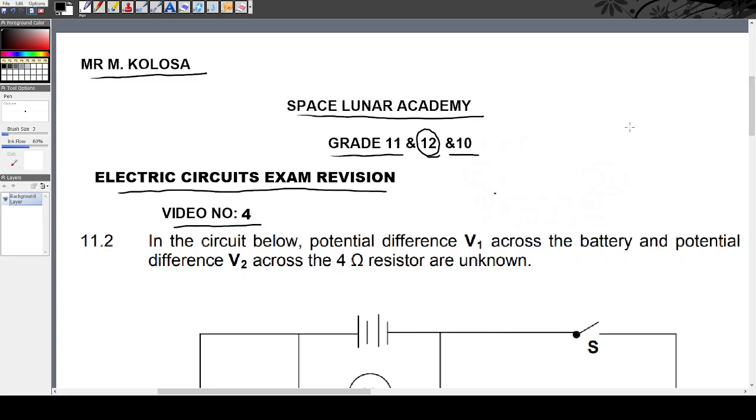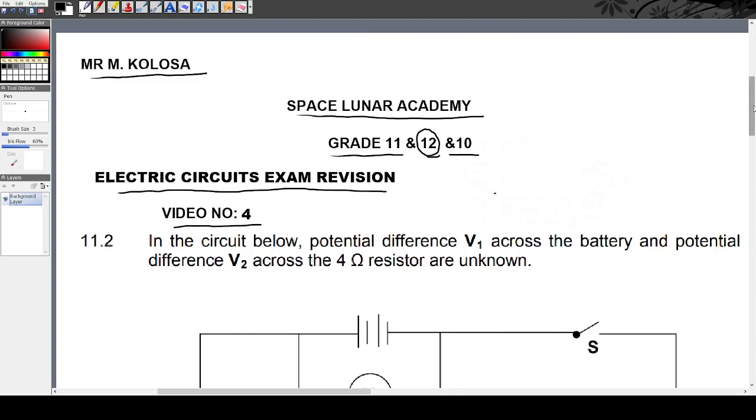It only differs on the part of EMF, where they say EMF is V internal plus V external, but we don't cover that part in this video, because this is a video for grade 11 and grade 10, as I already said.